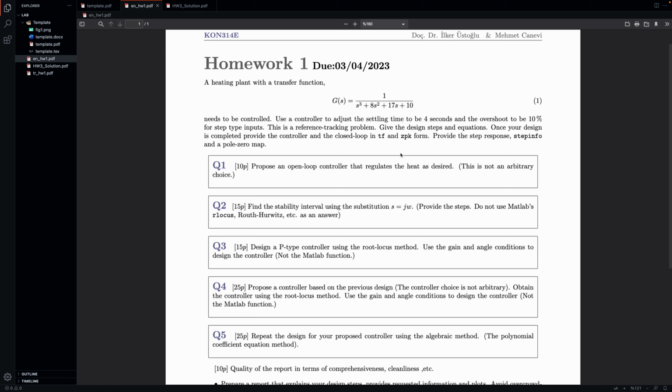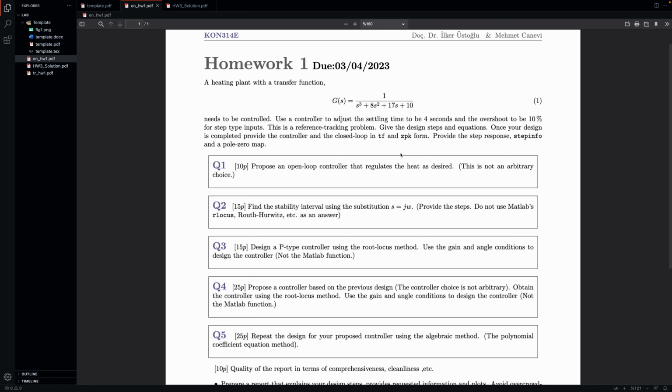And it's also important to note that this is a reference tracking problem. Now here the aim is to kind of track the input. We apply a certain input, we want to see almost the same output so that we are tracking it. This is important. This should be a hint for some questions.